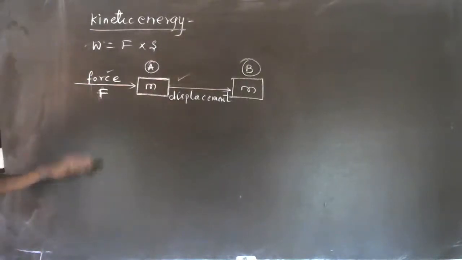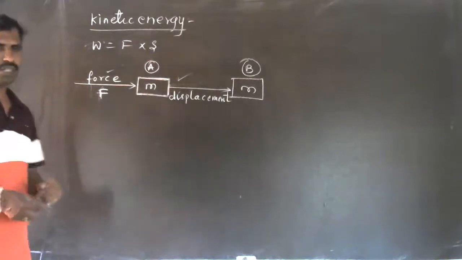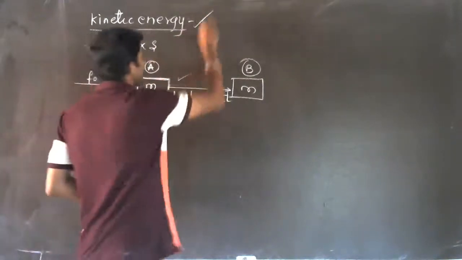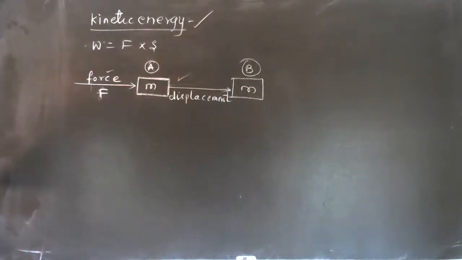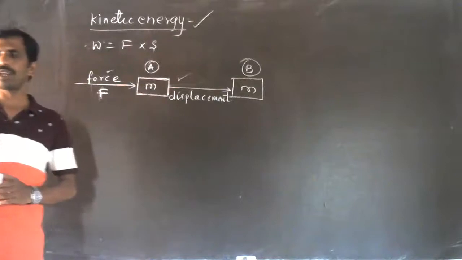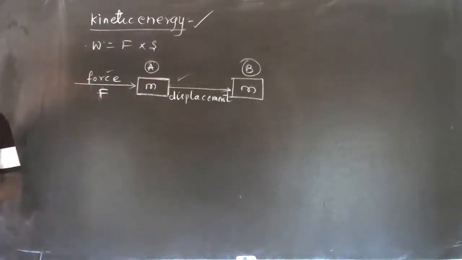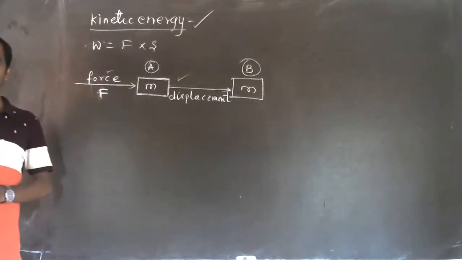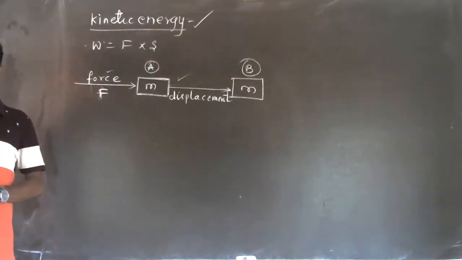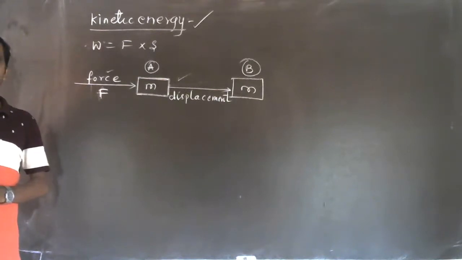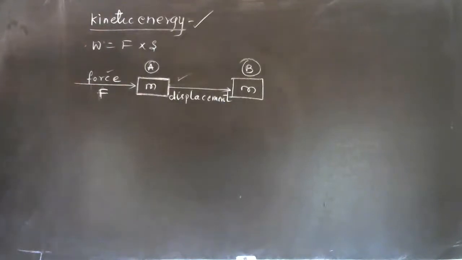The next part of the lesson is kinetic energy. In the last video we discussed this. Kinetic energy is nothing but the energy possessed by a body by virtue of its motion. Whenever an object is moving, it will have some kinetic energy. All matter is made up of atoms, and atoms are also in a state of kinetic energy. They have certain motion in the object, and that motion is called kinetic energy.